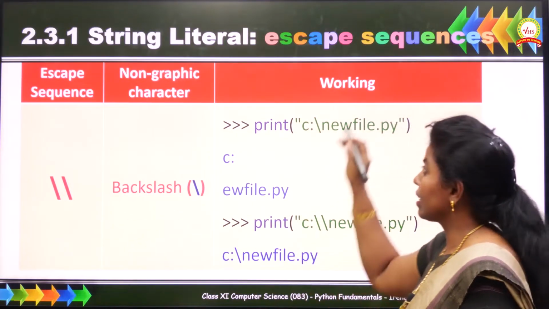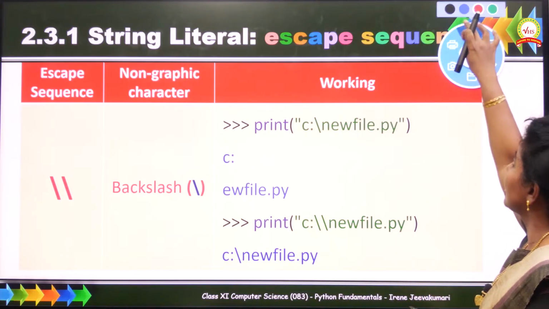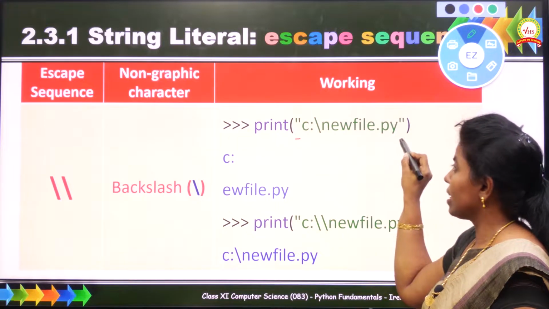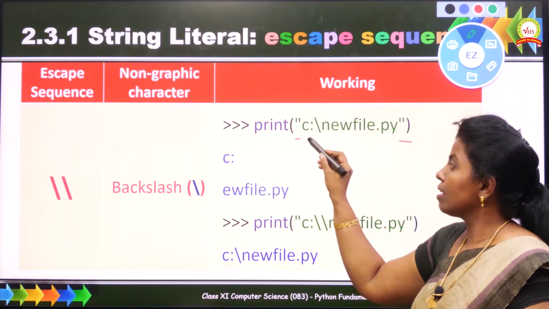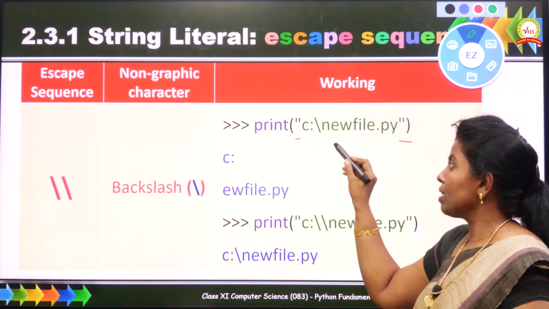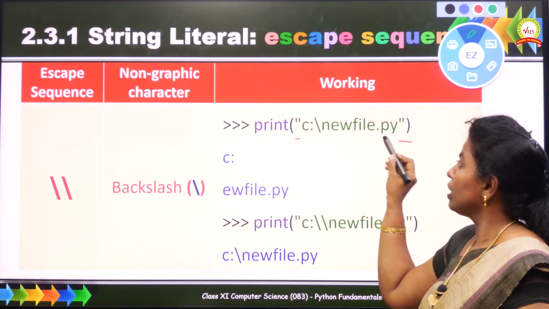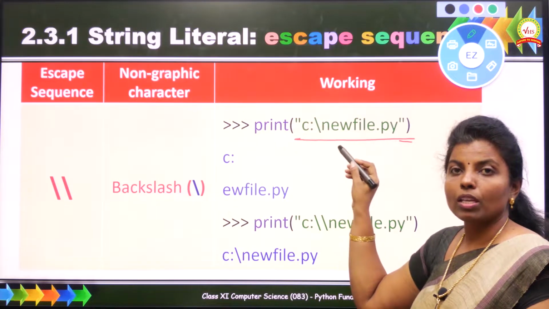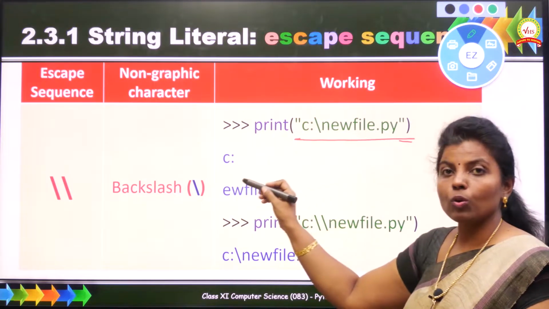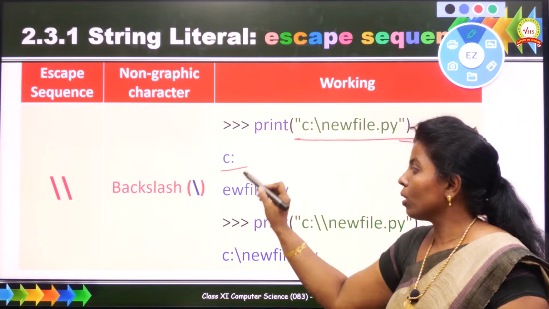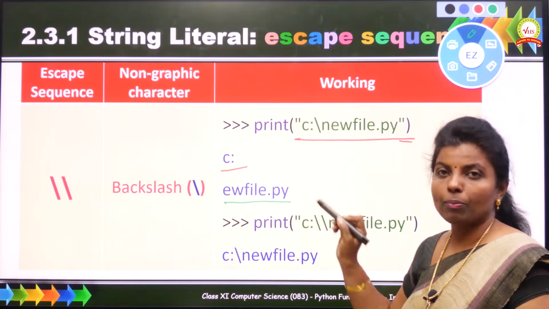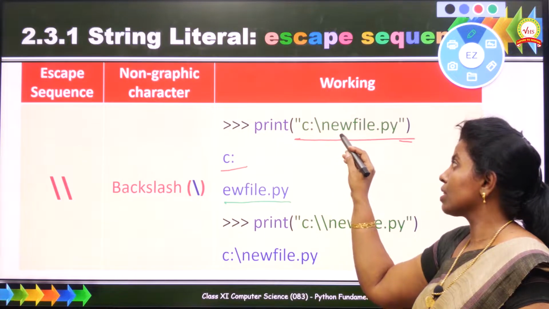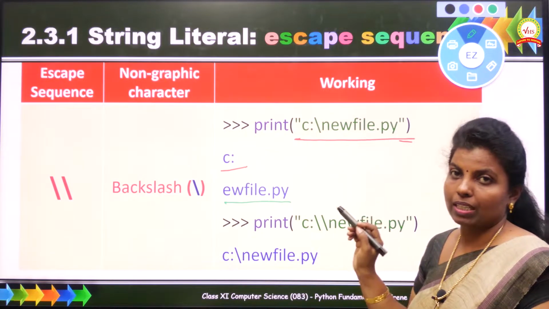So you can just see an example over here. Here there is a print statement. This print statement starts with the double quotes and it ends with the double quotes. And here you can see C:\new_file.py has been given. So I wanted this path name to be printed as it is, but I have got the output as C:, and here ew_file.py. But what I wanted is I wanted C:\new_file.py to be printed as it is.